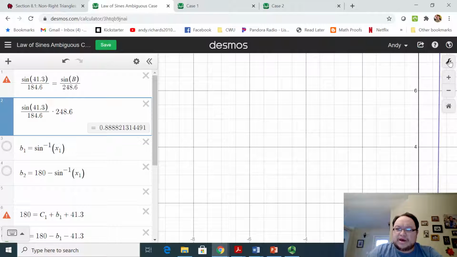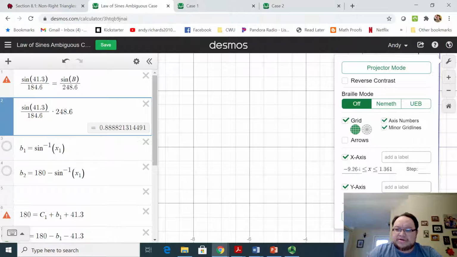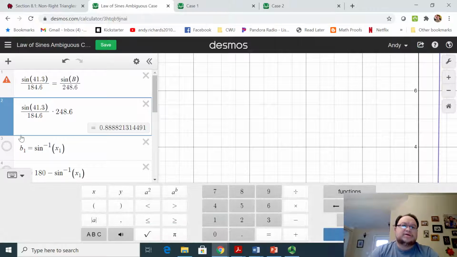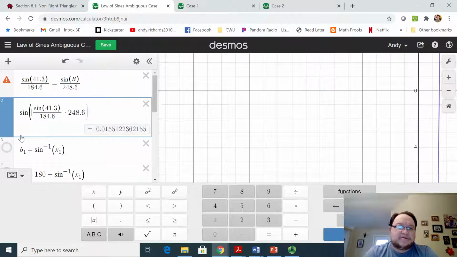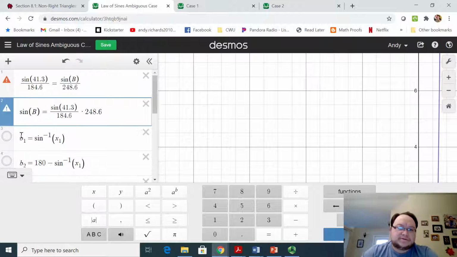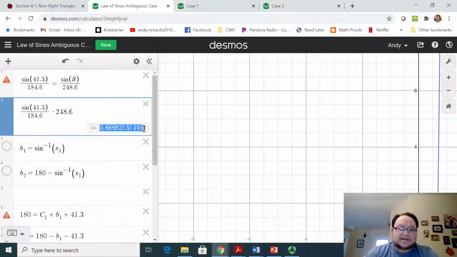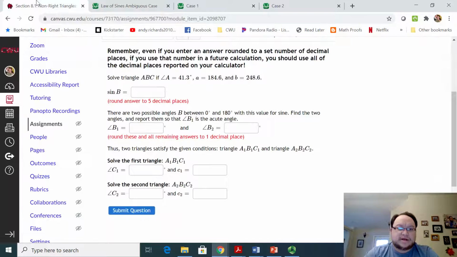Again, if you're using Desmos or another device, make sure you're in degrees first, so that it's not thinking of this 41.3 as radians. So we know, for example, that sine of b is going to be equal to this 0.888 thing right here. I'm going to go ahead and put that in now while I've got it. And notice that it says you need it to at least 5 decimal places. I definitely gave every decimal point that sine of b has, but let's make sure we've got that sorted.